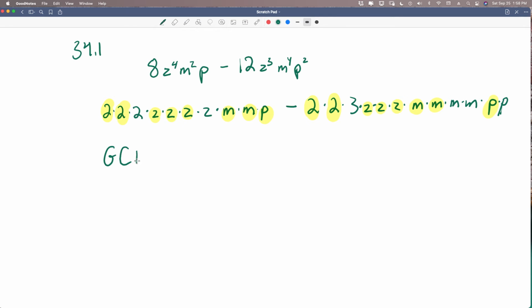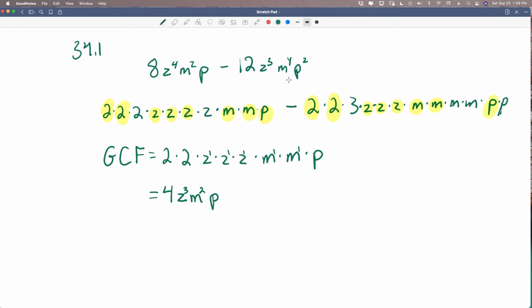The greatest common factor is going to equal 2 times 2 times z times z times z times m times p. And we can rewrite that as 2 times 2 is 4, z, 1, 2, 3, m, 1, 2, and p. And there's only one p, so we leave it like it is. And this would be our greatest common factor of these terms up here.